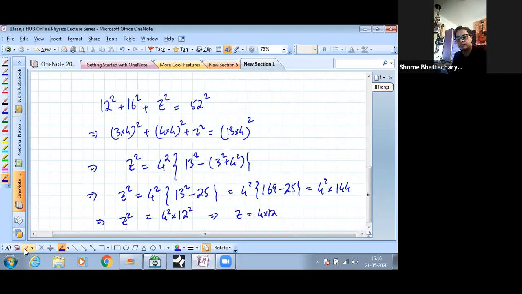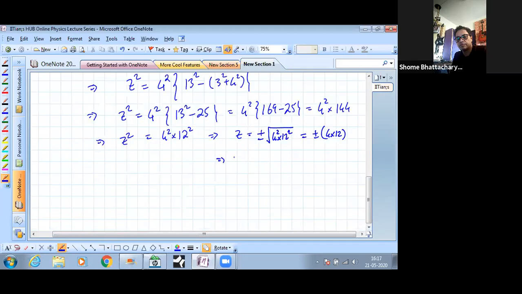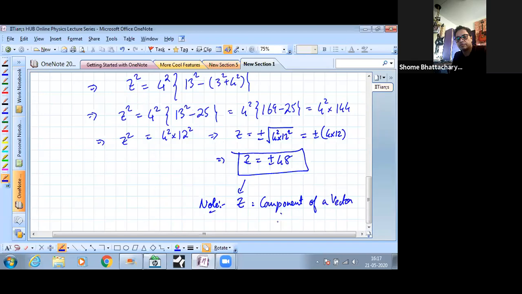But just one thing over here, because z is a component, when we write this it should come with plus minus. So there are two possible options for z. It is plus minus the square root of 4 squared into 12 squared. So there are actually two possibilities for z. z can be plus or minus 48. Because remember, z is a component of a vector, so it can be positive or negative.